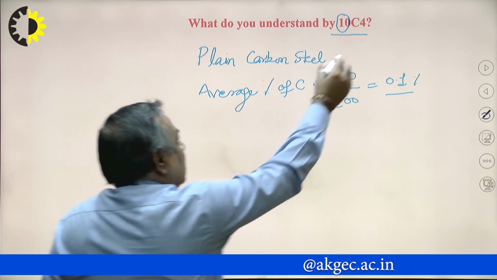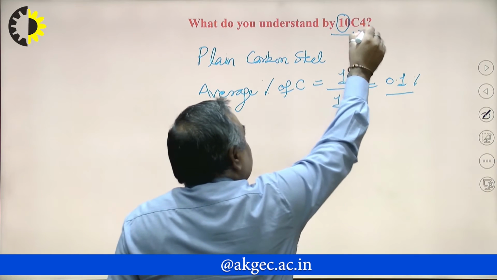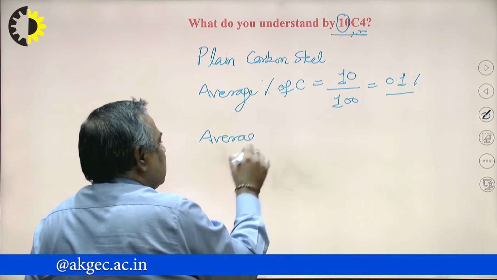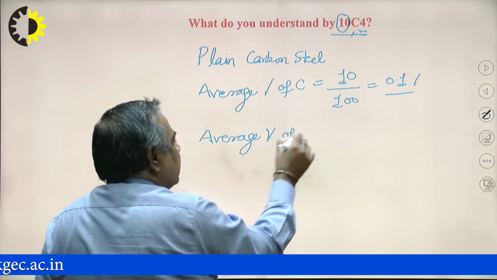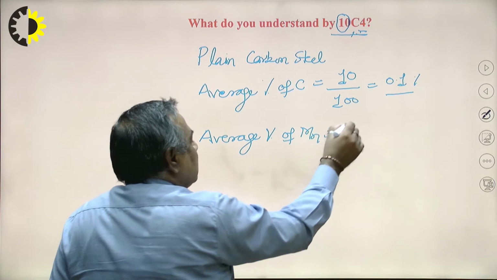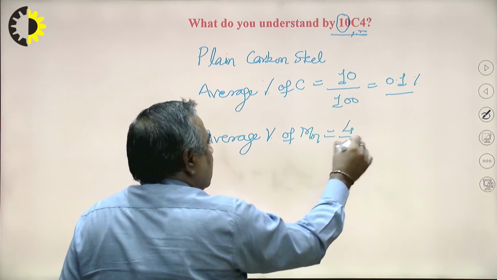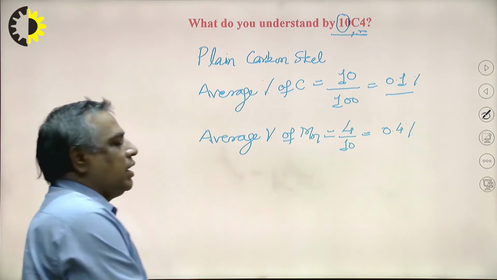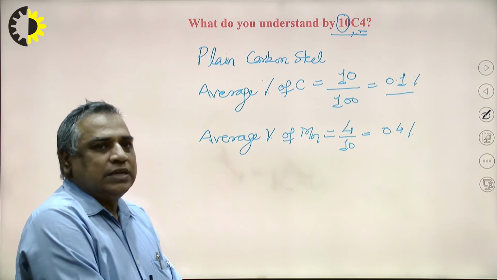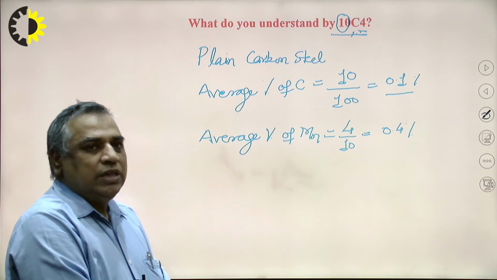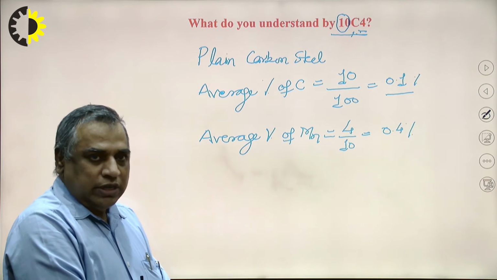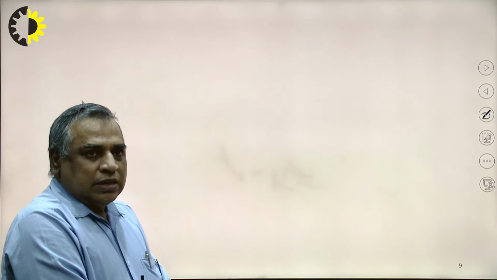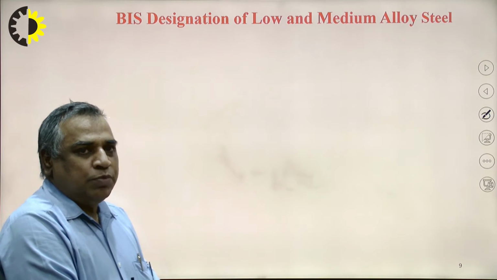And the capital C is the carbon. Now this 4 indicates the manganese. So the average percentage of manganese in this plain carbon steel is 4 by 10, which equals 0.4%. So this is the meaning of 10C4. If the BIS designation is given, we can find out the average percentage content of carbon and manganese. Then we come to the BIS designation of low and medium alloy steel.